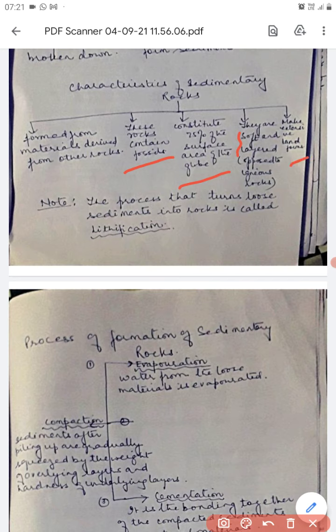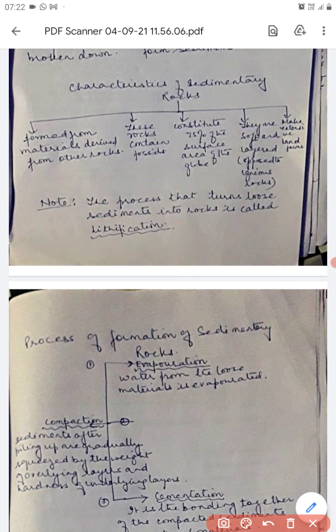So, first characteristic, they are formed from the other rocks. They contain fossils. They are constituting 75% of the globe. They are soft and layered as compared to the igneous rocks, which are very hard and crystalline, and then they extend the landforms. There is a note for you people. The process that turns the loose sediments into rock is called the process of lithification.